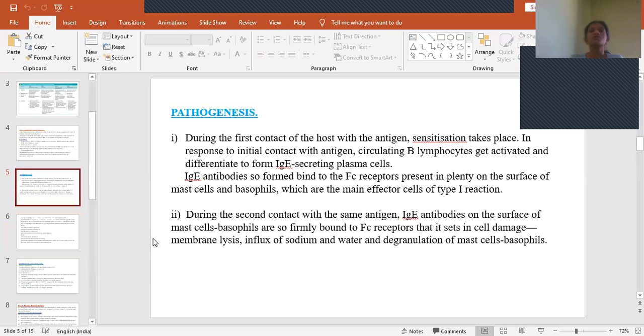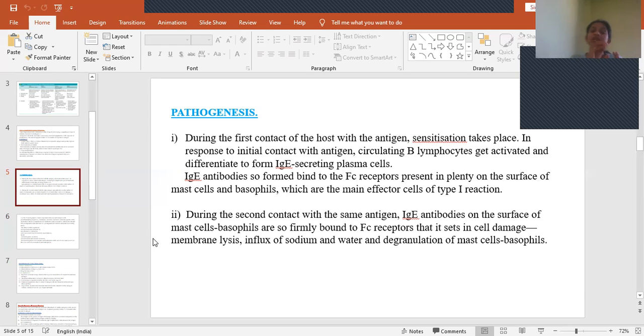Once again I'll repeat. So at first contact, immediately when this antigen enters the host, what will happen? The host will be sensitized, and once it identifies the antigen, whatever circulating B lymphocytes are there will get activated. Once they get activated, they will release immunoglobulin E antibodies through formation of plasmacytoid cells and plasma cells. So from these plasma cells, IgE antibodies will be released. So this is the first contact.